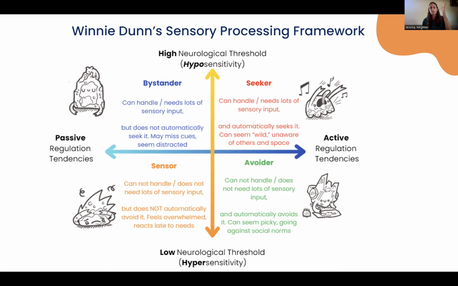So let's look at the top left corner. These are the names that are in this model, so I'm just going to use the names that it's been given. This is someone in the bystander quadrant. So this person has a high threshold. Their cup is very big. They can handle a lot of sensory information. They need a lot of sensory input, but they're not necessarily doing anything about it. They're not automatically seeking it out. They're hyposensitive to the information coming into them. And so they might not just be functioning at their best in those moments, right?